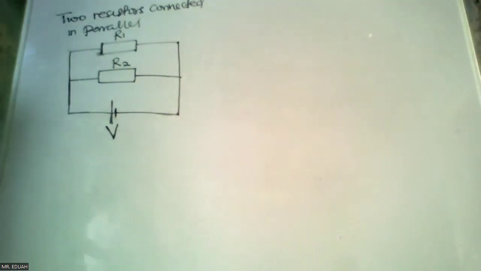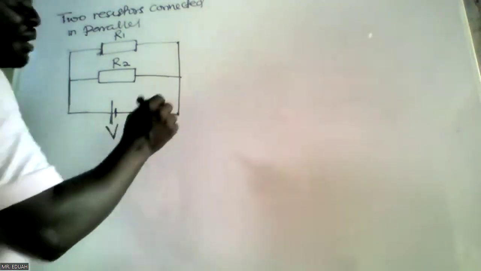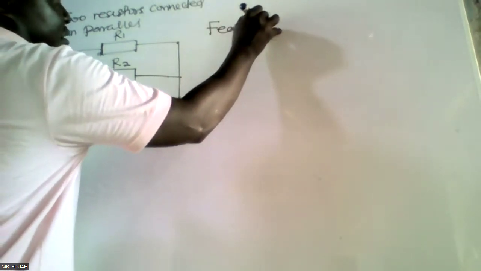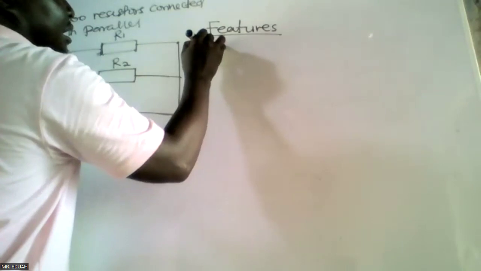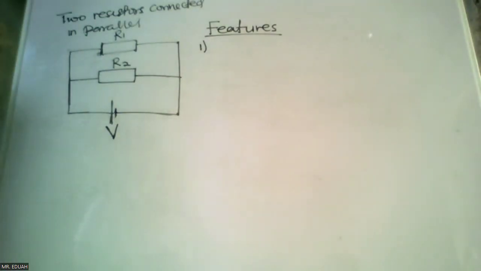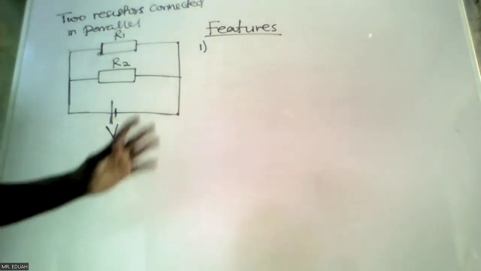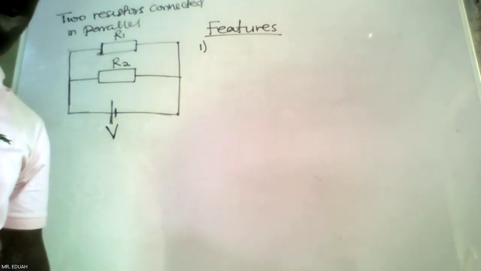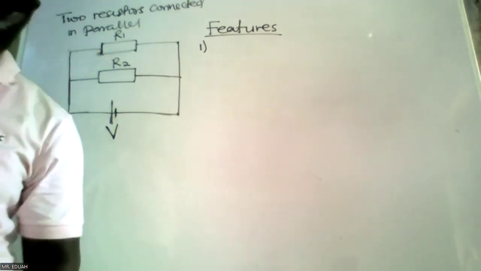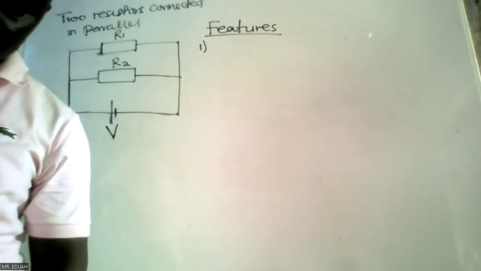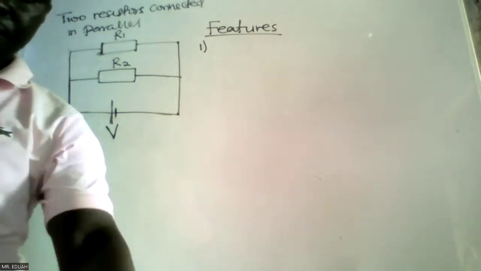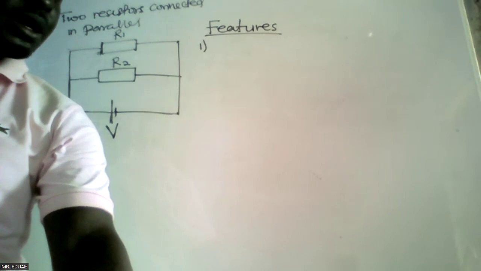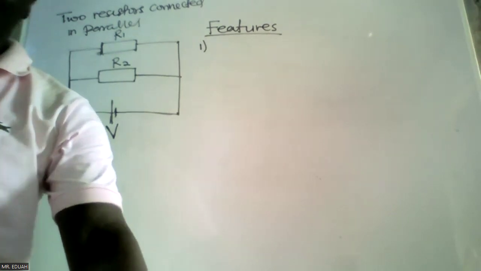Now, what are the features of parallel connection? When resistors are connected in parallel, what are the key features?